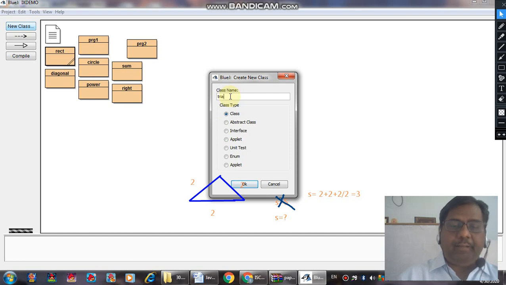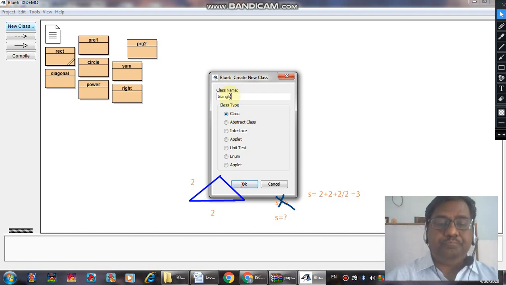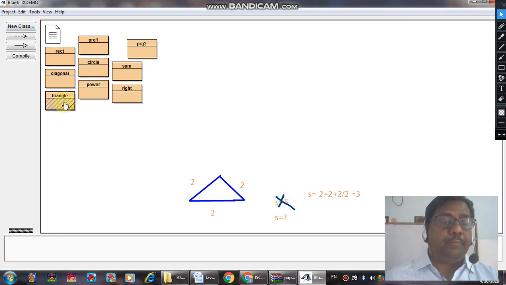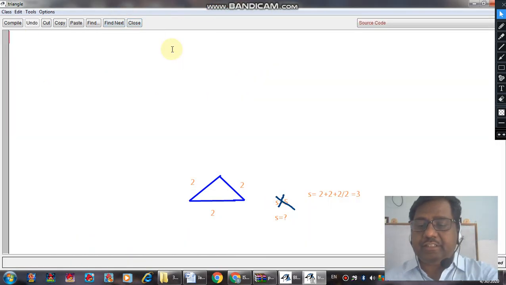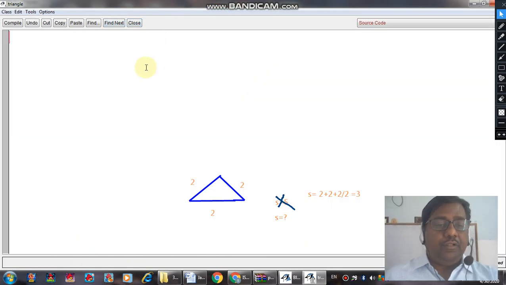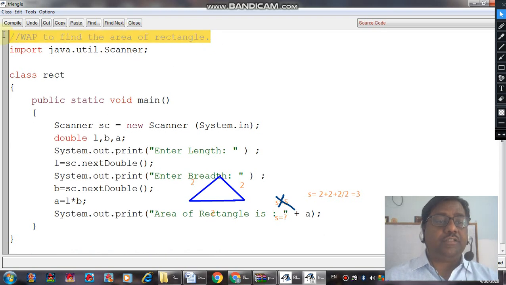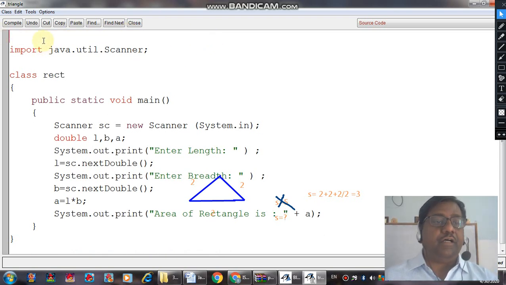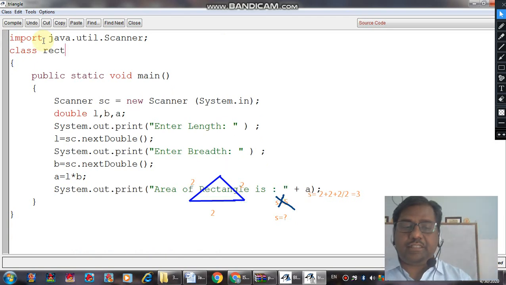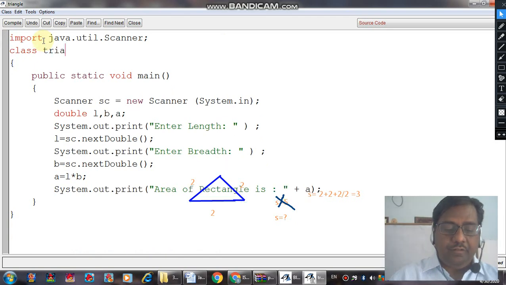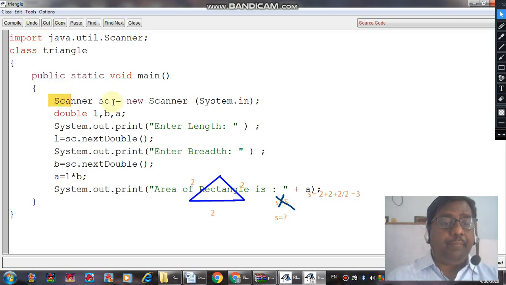The name of the program I am taking is Triangle. I've opened the program. Maximize it, and whatever is written, select and delete. I've copied some part from some other program so that we can move fast. The first line is the import line. The name of the class that we have taken is Triangle. We have to write public static void main and declare the scanner.